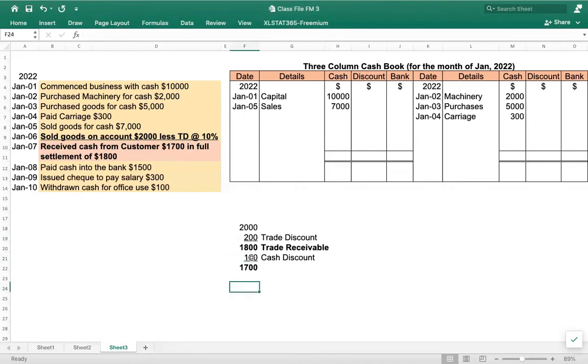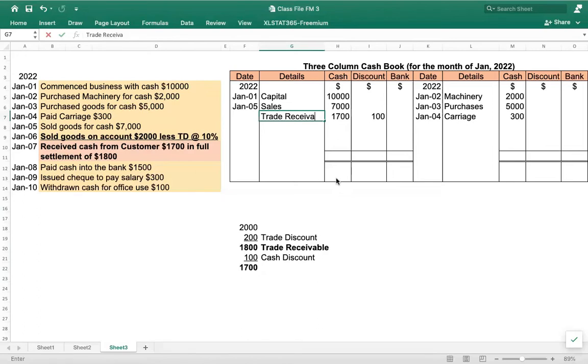Now see how to record. Now tell me, am I getting money or am I paying money? You're getting money. So cash is increasing, isn't it? So increase in asset. Debit. So debit side I will record. How much money did I receive? 1700. So 1700 here and discount I will write here. $100.